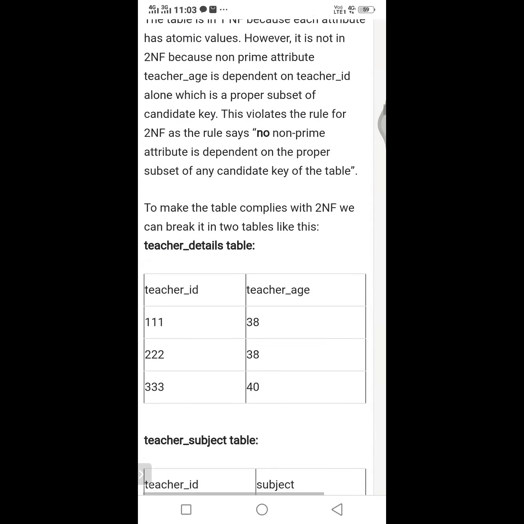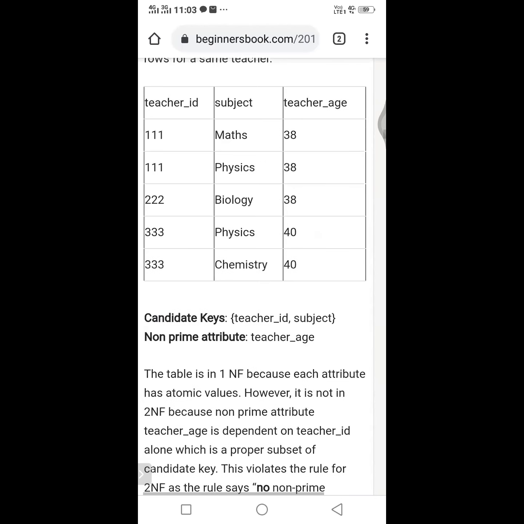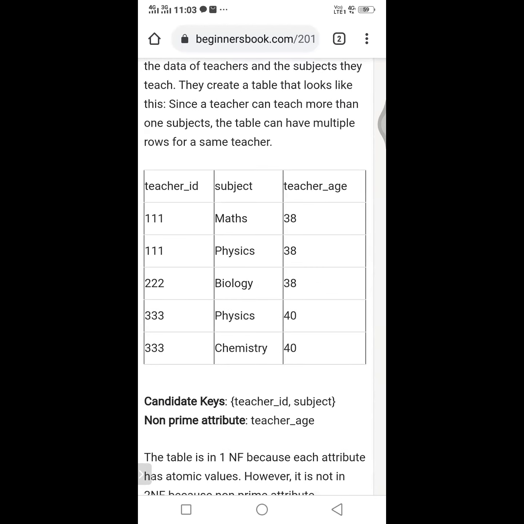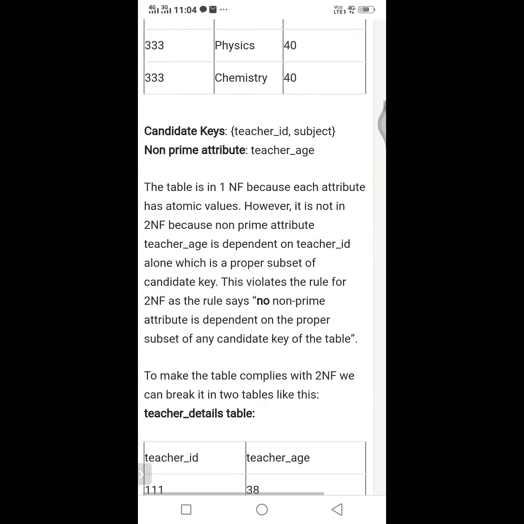Then this table is divided into two tables. So how can we convert this? Teacher ID and subject is one table, and teacher ID and teacher age is divided into another table. So 311 maths, 311 physics, 322 biology, 333 physics, 333 chemistry is one table. In the next table, teacher ID and teacher age: 311 38, 322 38, and 333 40. Please try to see this.